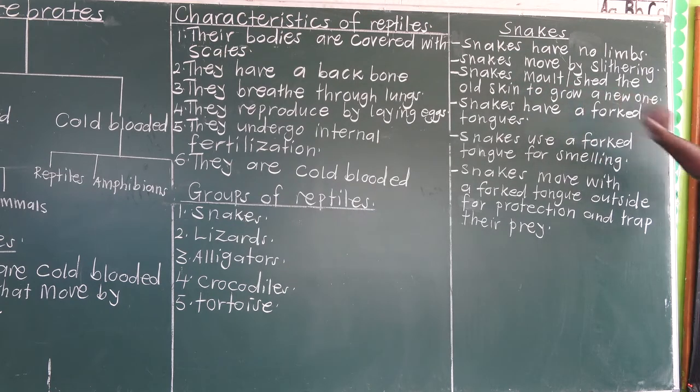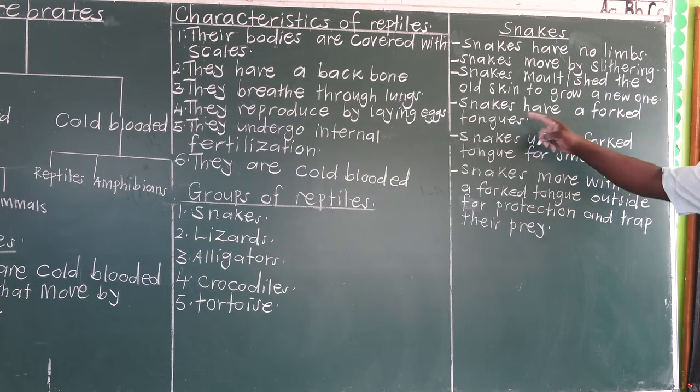Then snakes molt. Molting simply means shedding the old skin to grow a new skin. So they may ask you, why do snakes molt? Snakes molt to grow a new skin and increase in size. That's why they molt.